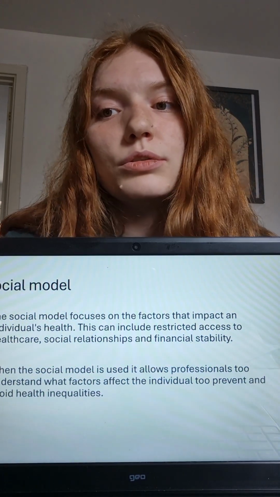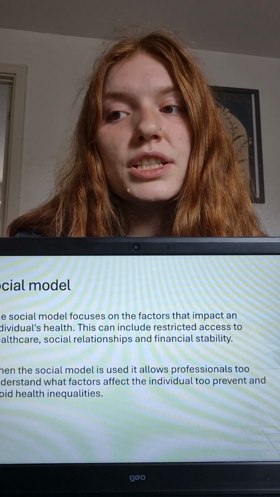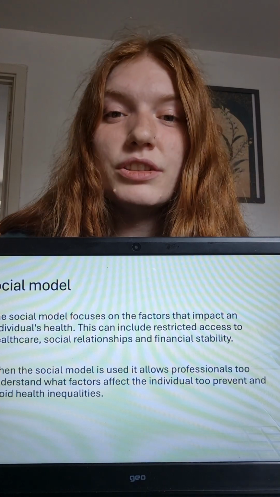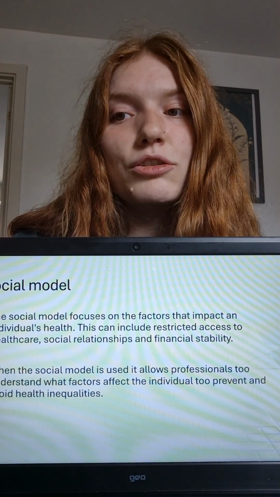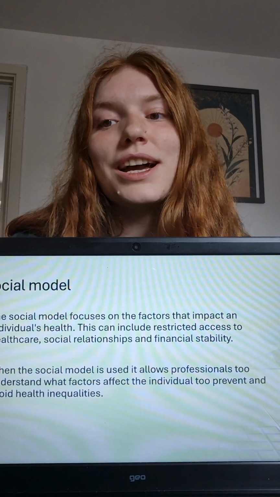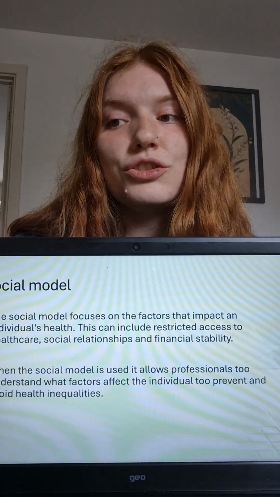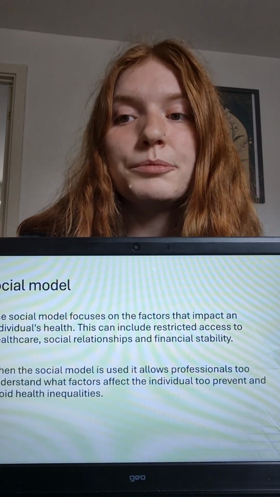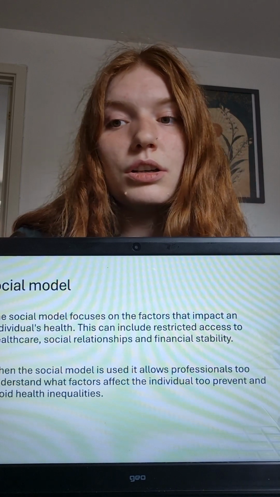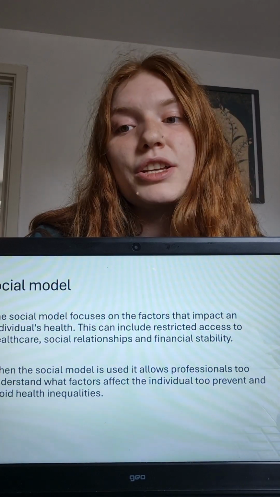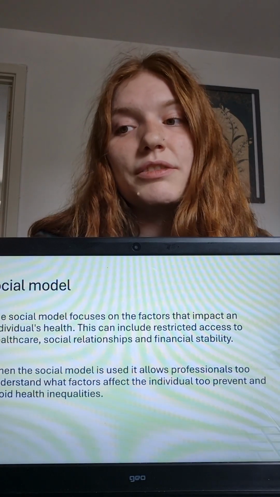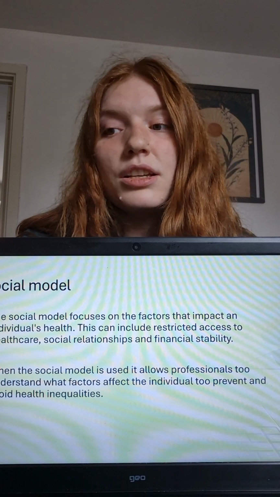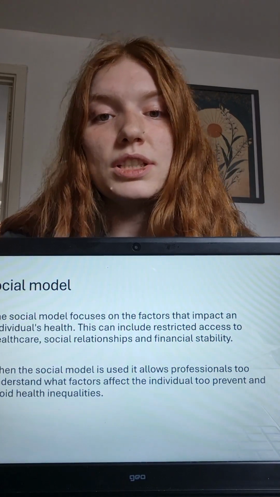The social model. The social model focuses on the factors that impact an individual's health. This can include restricted access to healthcare, social relationships, and financial stability. When the social model is used, it allows professionals to understand what factors affect the individual to prevent and avoid poor health outcomes.